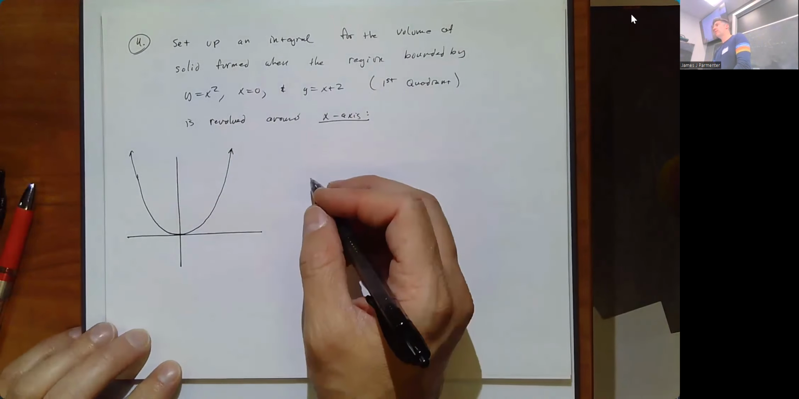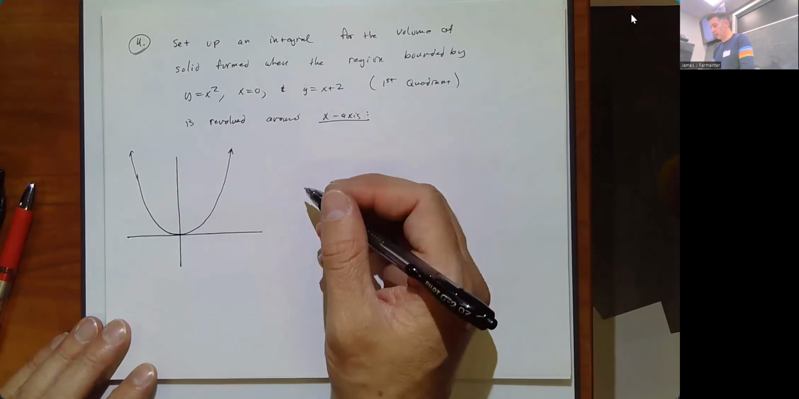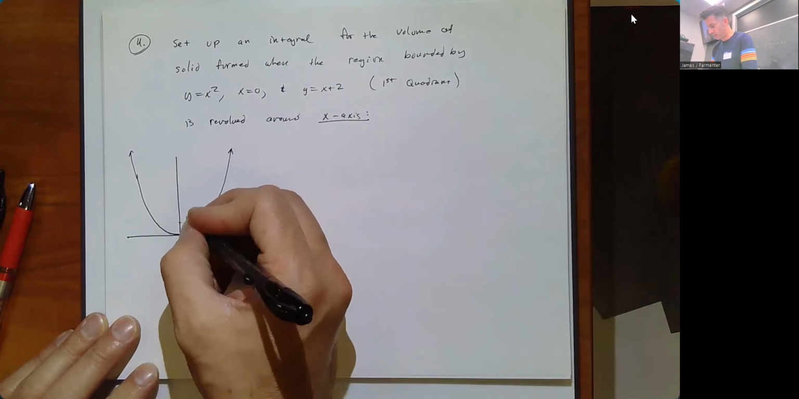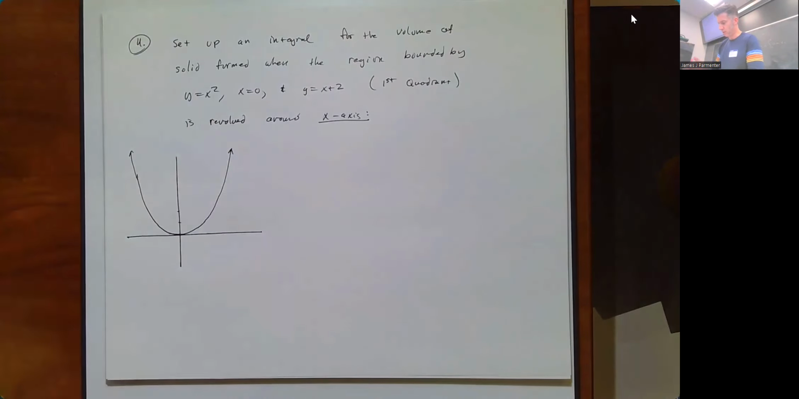If I was being smart about this, I probably would find where these things intersect before I actually drew them, but I'm not gonna. I know y equals x plus 2, I'm just shifting up 2. So it's gonna look like, let's draw it in a different color, it's gonna look like this.